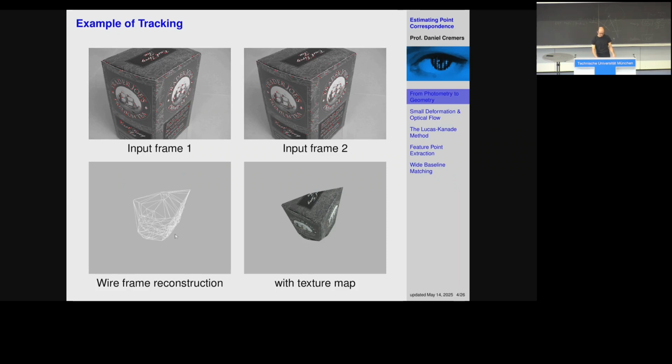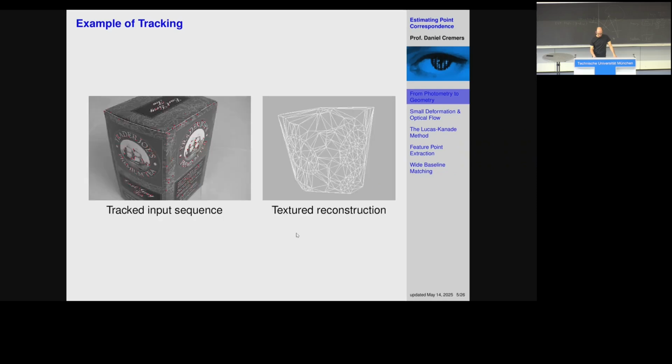And as you see here, the 3D reconstruction is like a wireframe reconstruction of this tea box. Then you can put the texture back on top, and you can see what the tea box would look like from a different vantage point. This is a very simple kind of result. I guess nowadays we have much more impressive results. We'll see that.